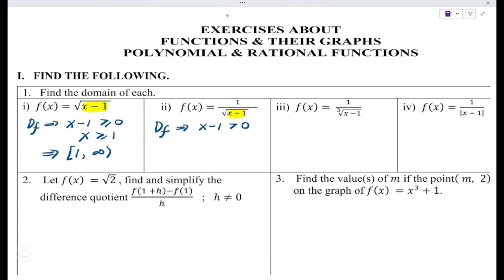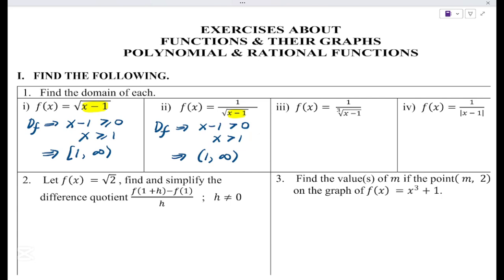So we have to remove the 0 in the denominator because division by 0 is not allowed. So solving this inequality, x is greater than 1. So this is the domain, and we can write the domain as interval notation, which is 1 to infinity, not including 1 and infinity. So this is the domain of this function.